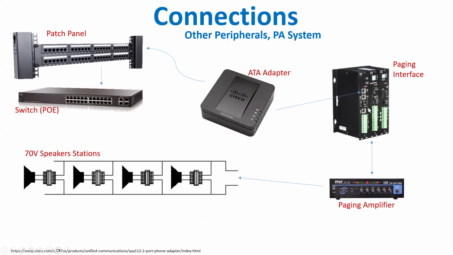here's the paging interface that's already existing, that was connected to the other phone system. You just disconnect that phone system from this PI, paging interface, and plug in to the ATA adapter, analog telephone adapter, that is provided by the new phone system. What's an ATA adapter? What does it do?